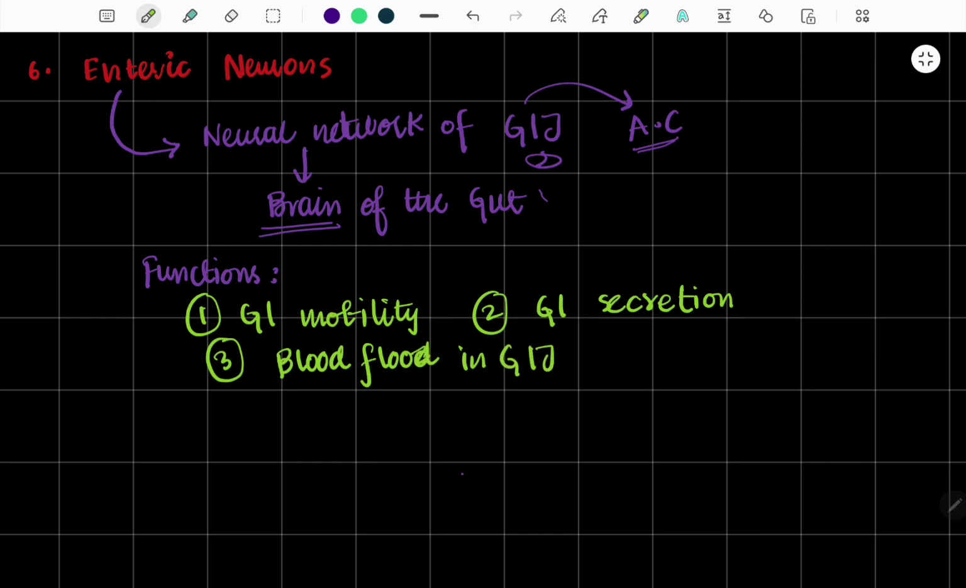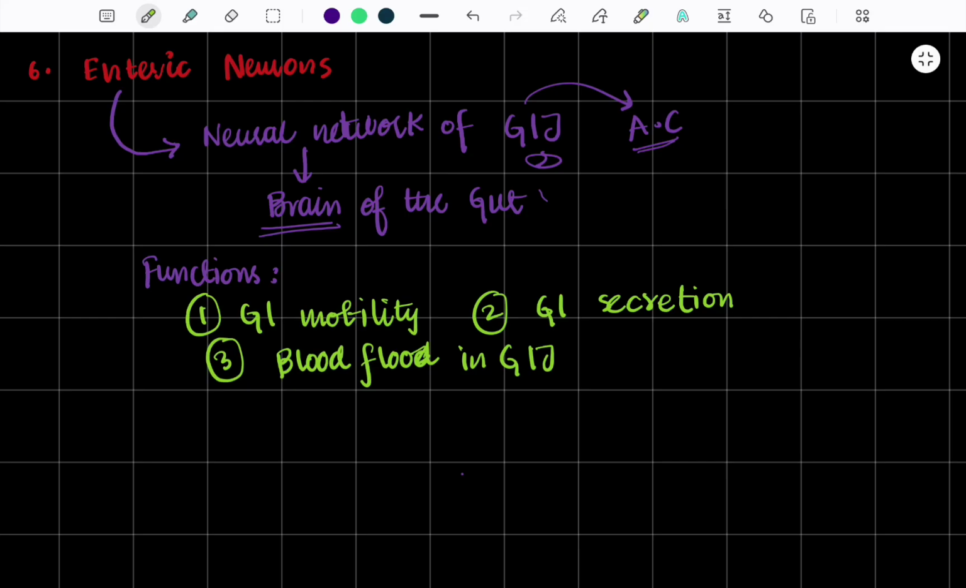That's why they are known as the brain of the gut, because they control the basic functions of the GIT. And the key point I want to tell you is that the GIT can even function independently of the central nervous system, but because it is highly impacted by the sympathetic and parasympathetic activities, we can say that it works accordingly.